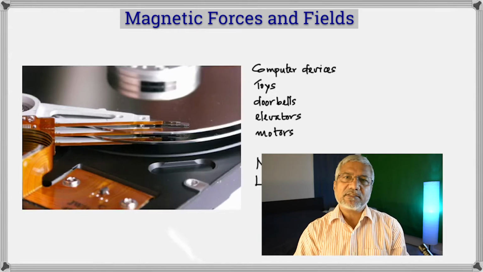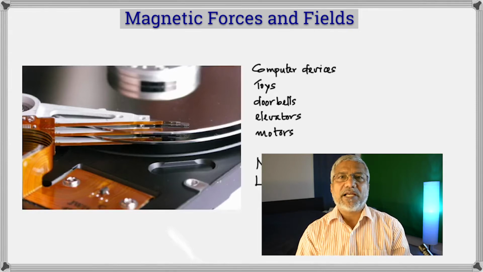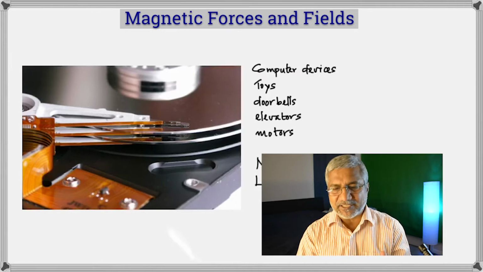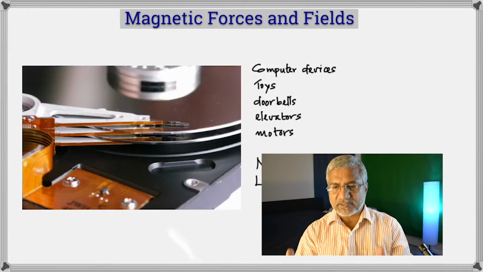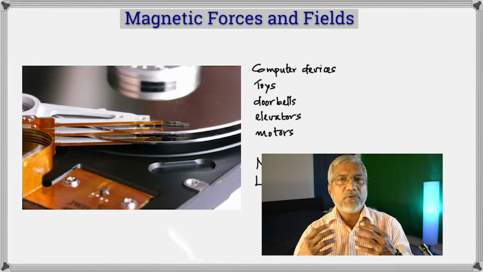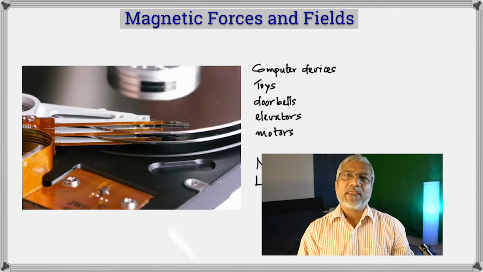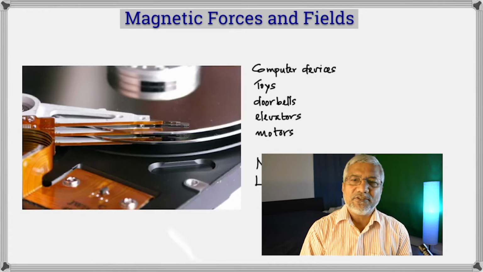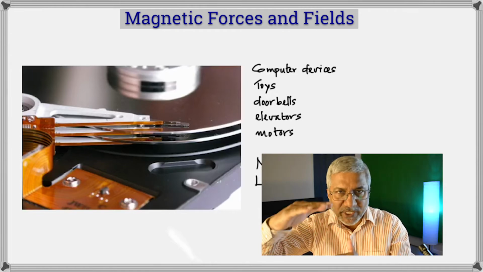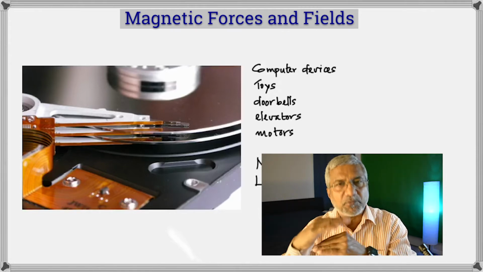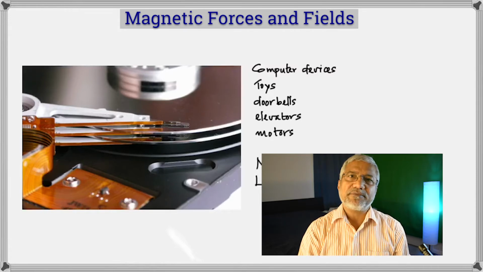But this chapter has so many applications because magnetism is applied in computer devices like magnetic storage, hard disks, and is used in toys, doorbells, elevators. Oh, we cannot have a motor without the electromagnetic force. MRI is another application. And then we have levitation, magnetic levitation, where you have those trains that don't touch the rails but keep moving and moving so fast. So all that is in this chapter.